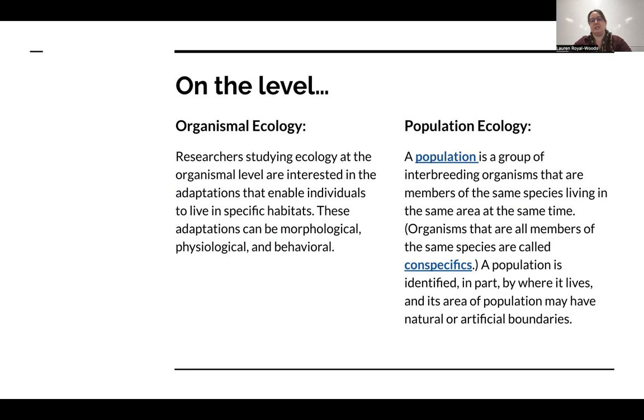Population ecology is a group of interbreeding organisms that are members of the same species living in the same area at the same time. Organisms that are all members of the same species are called conspecifics. So if you were talking about all the humans in Hendersonville, we would be conspecifics. Sorry, I'm having a hard time saying that today.